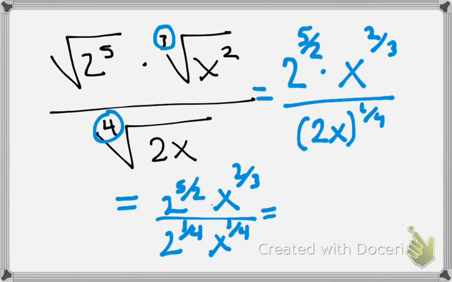Now you've got things that have the same base, so again we keep the base. We're going to do something to the exponents. Since we are dividing, remember that our order is to subtract the exponents, top minus bottom. 5/2 minus 1/4 is going to get me 9/4. And 2/3 minus 1/4 is going to get me 5/12. It's not real pretty, but you know what? We're going to leave it as is.